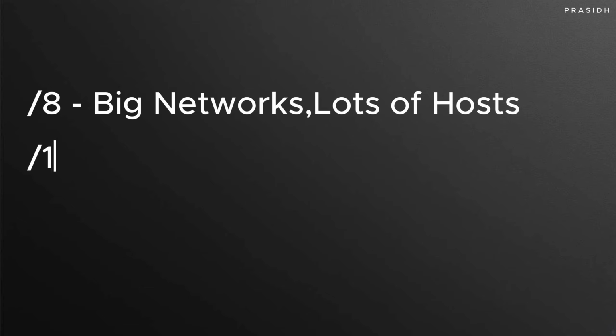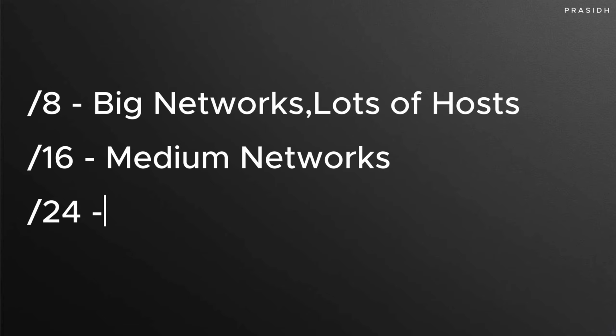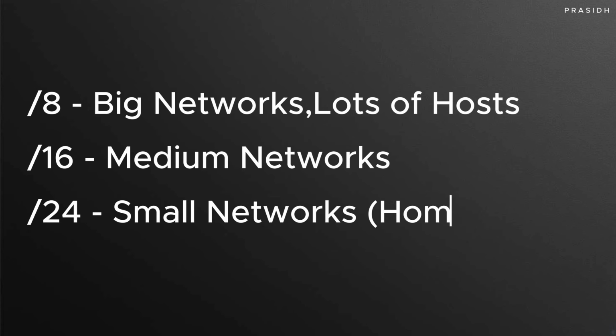Here are some quick examples. /8: big networks, lots of hosts. /16: medium networks. /24: small networks, common in homes and offices. So remember, the bigger the number after the slash, the smaller the network. A /30 network might have just two usable IPs.